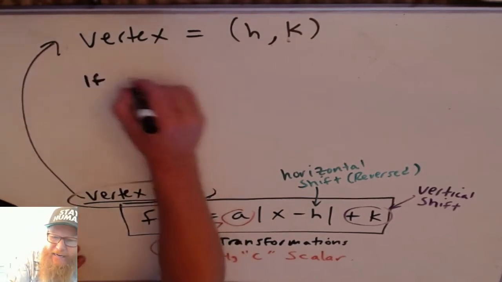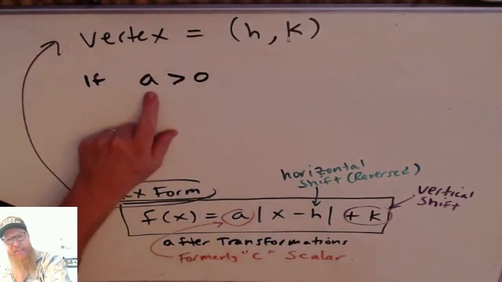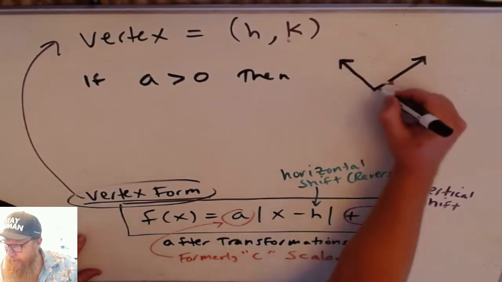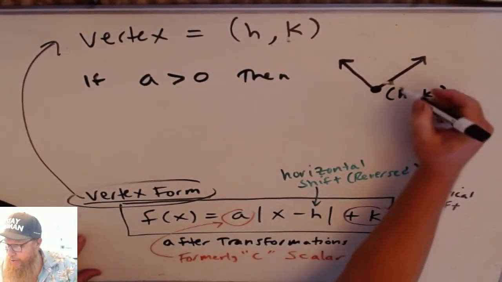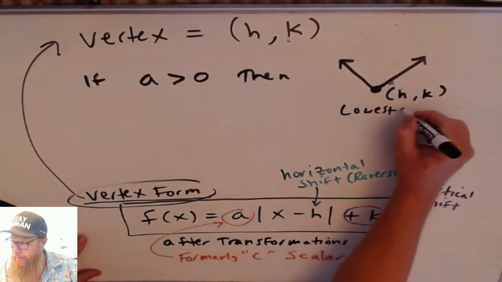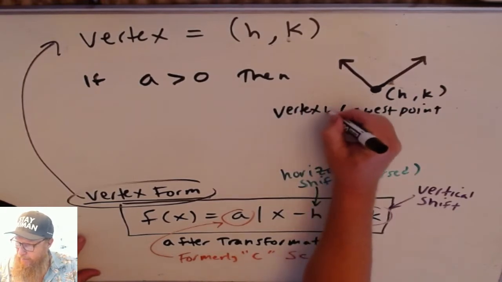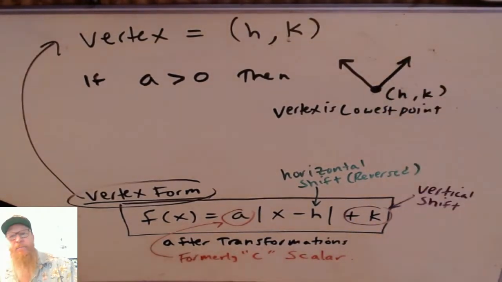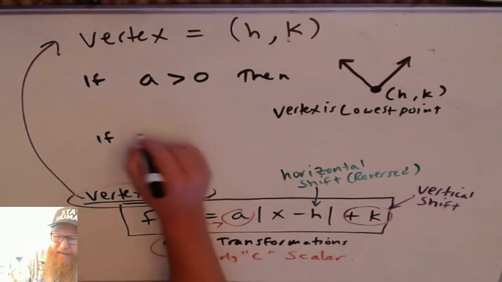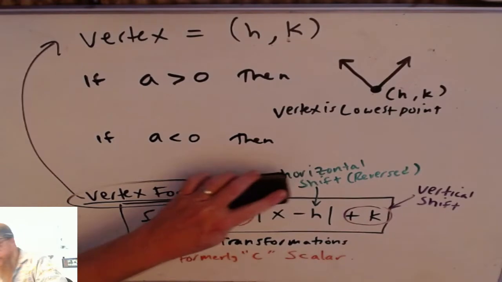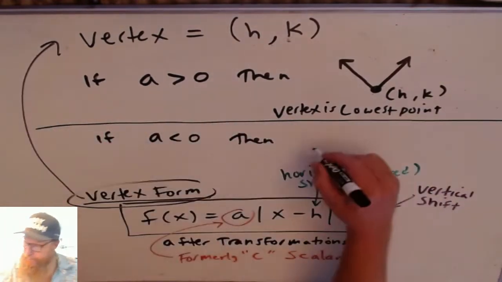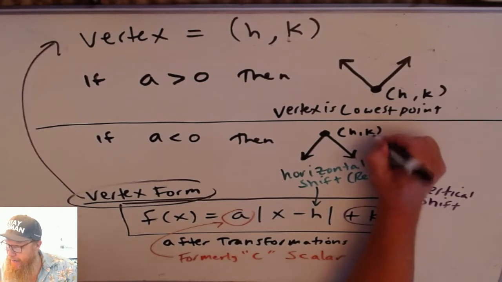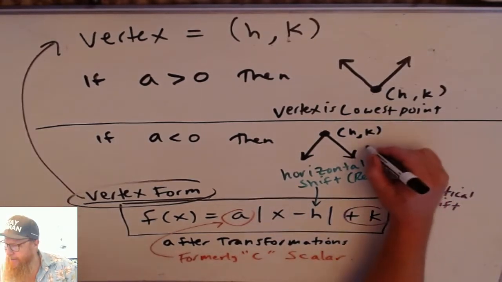All right. If a is greater than 0, that's the scalar, a, then the absolute value looks like this, and h, k is the lowest point. So the vertex is the lowest point, sort of the bottom of the letter V. So this is what the shape would look like. And if a is less than 0, then it's upside down. Like this. This is still h, k, h comma k, but it's the highest point.